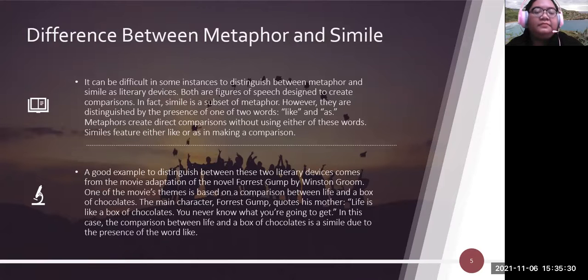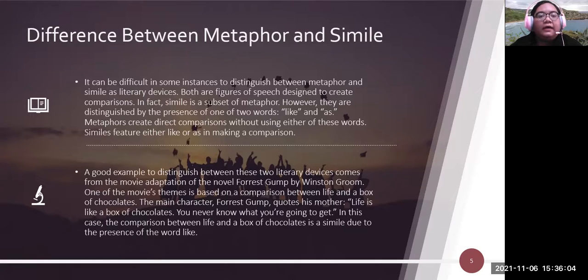Now, however, simile and metaphor are distinguished by the presence of one of two words. They are distinguished by the presence of like and as. Metaphor creates direct comparisons without using either of these words. It doesn't use like, it doesn't use as. It's always direct, like time is money. Simile features either like or as when making a comparison.